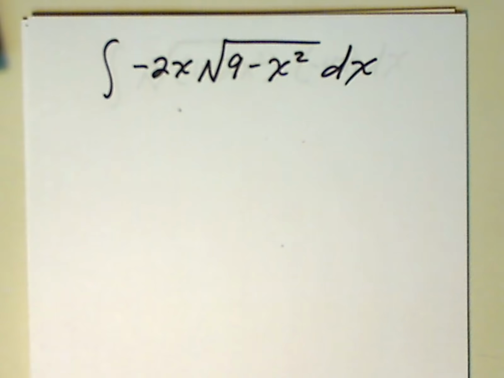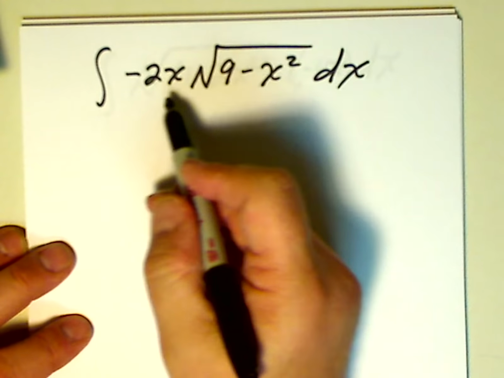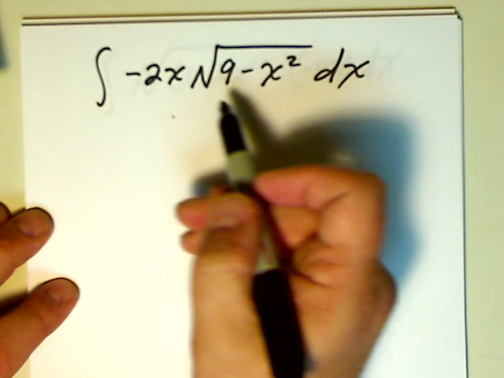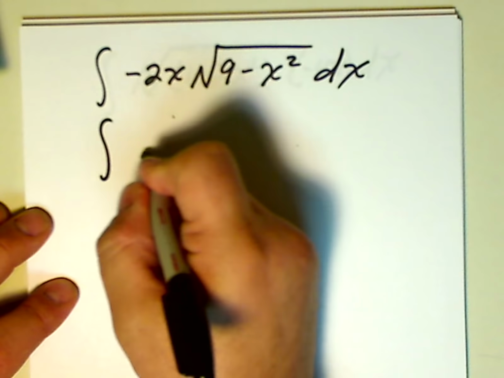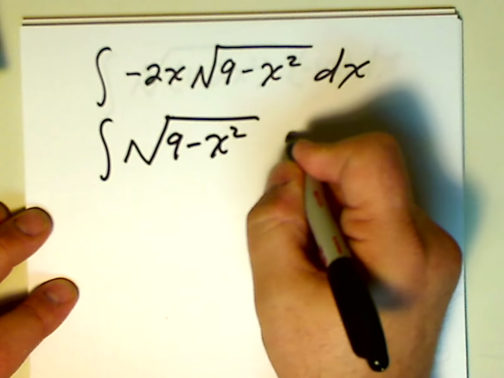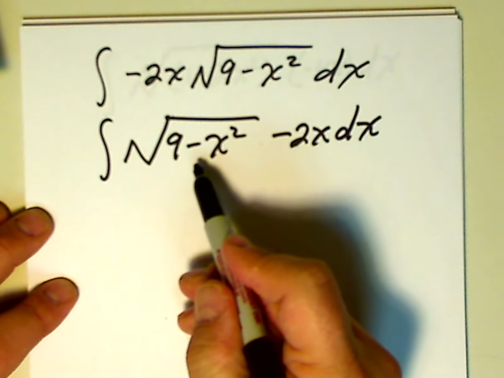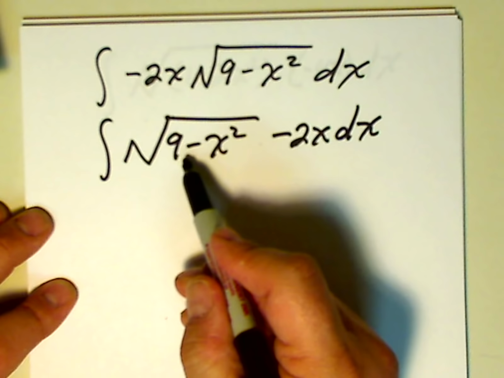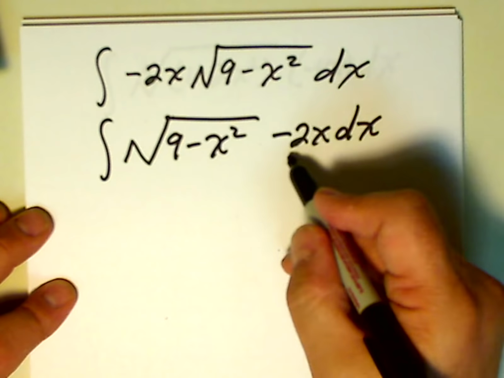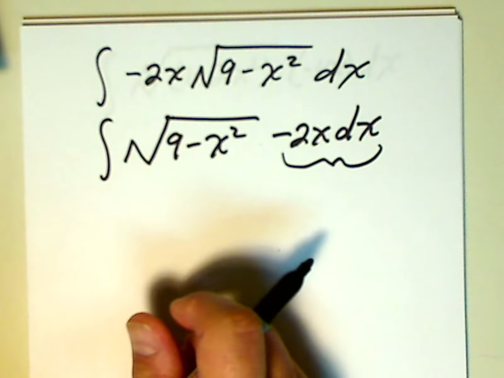Okay, let's move on to the next example. We have the integral of negative 2x times the square root of 9 minus x squared dx. Let's rewrite this, and we see that we have 9 minus x squared, and then we have negative 2x dx. If we look under the radical, we see that the derivative of 9 minus x squared is negative 2x, and lo and behold, that's what we have out here.